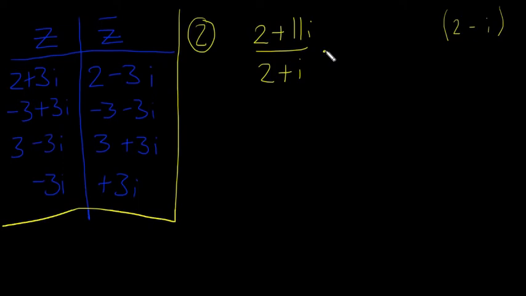Now we multiply, so I'm just doing a dot there. You can draw a dot, or you can draw an X. They both mean multiply. The top and the bottom by 2 minus i.